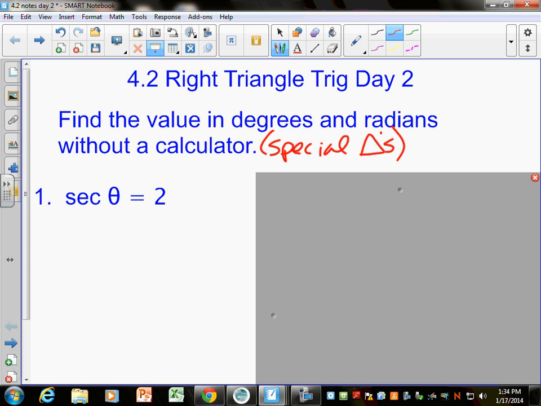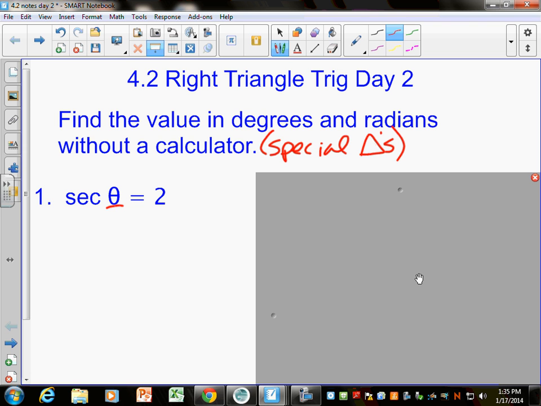19 through 24 yesterday said do without a calculator, and your answer was like find the sine of 30 degrees, and you drew the picture and you gave me the ratio. This is just going the other way. Like notice on this one, they tell us that the secant is 2, so what they want us to do is they want us to tell me what angle has a secant of 2.